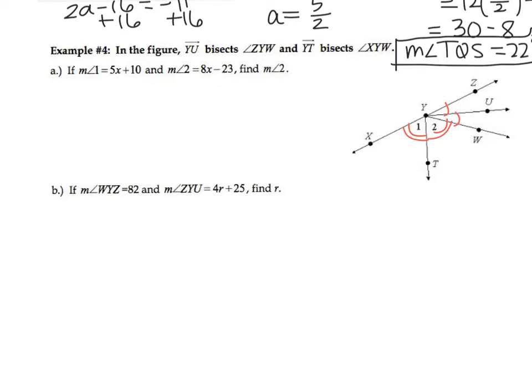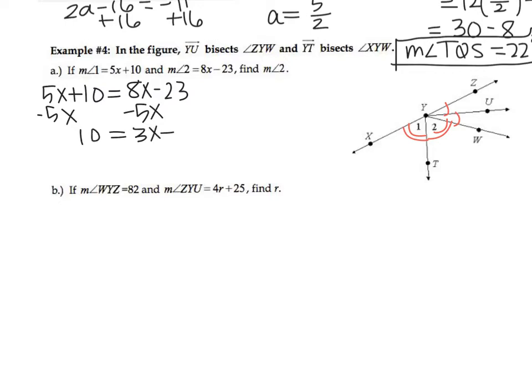So in our first example, we're given the measure of angle 1 is 5x plus 10, and the measure of angle 2 is 8x minus 23. We want to find the measure of angle 2. Well, we know those 2 angles are congruent, which means 5x plus 10 is going to equal 8x minus 23. So first we solve for x, so we're going to subtract 5x. So we get 10 equals 3x minus 23. And we're going to add 23 to both sides. We get 3x equals 33. Divide by 3, and we get that x equals 11.